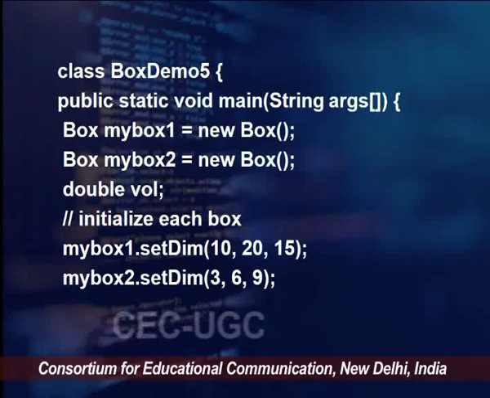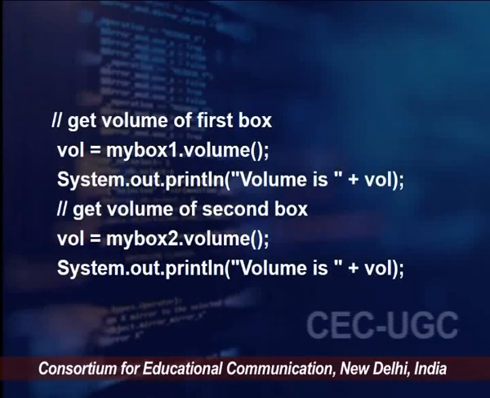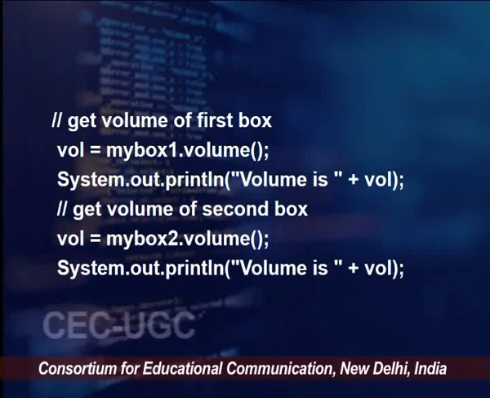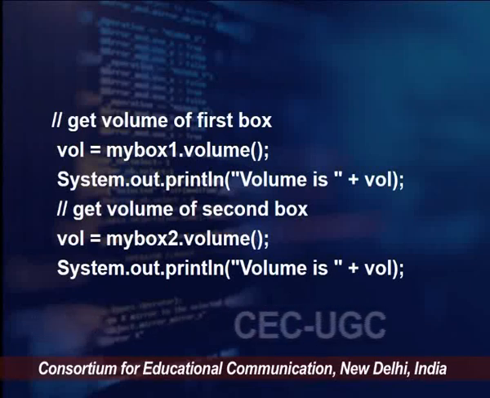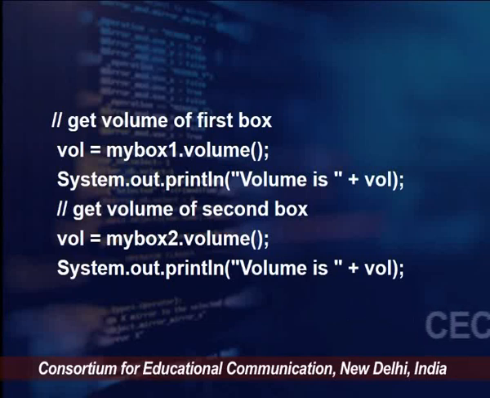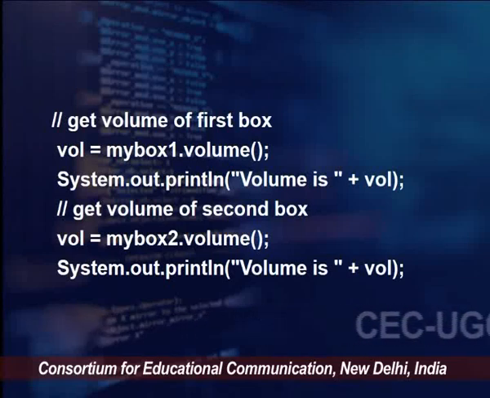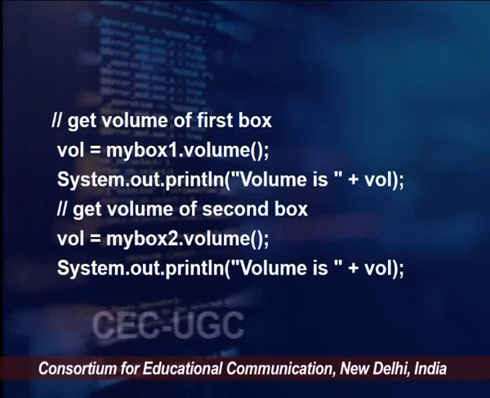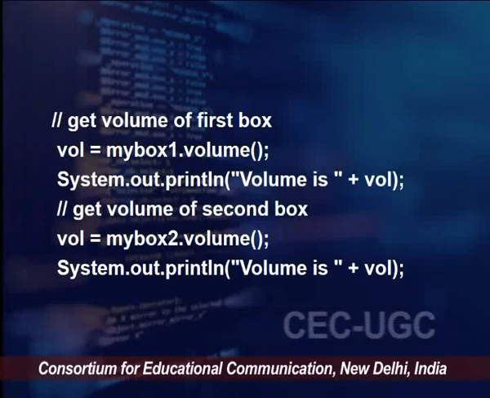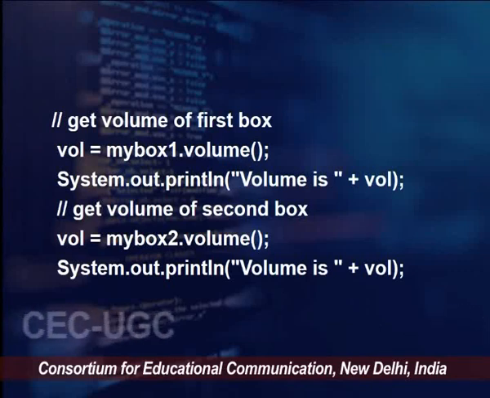Further we say volume equals mybox1.volume, that means calling the function volume using mybox1, then calling the function volume using the instance mybox2, and whatever value is returned will again be stored in the same variable. Before going into the volume of the second box, the volume of the first box is printed, and then the second one is calculated and stored in VOL. Although we could have taken two separate variables, VOL1 and VOL2, that is also fine, and then that volume has to be printed.